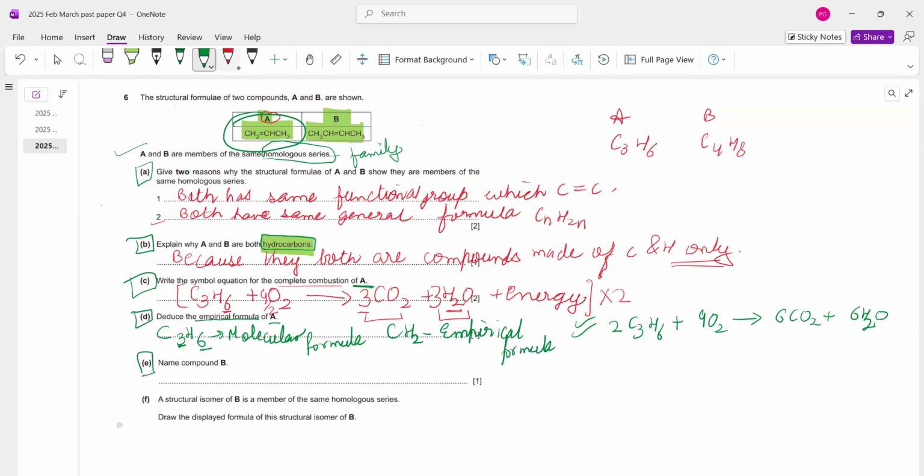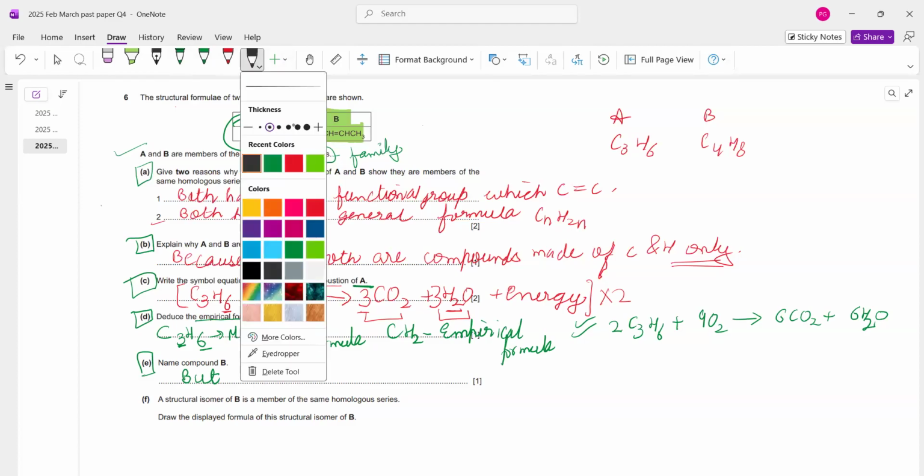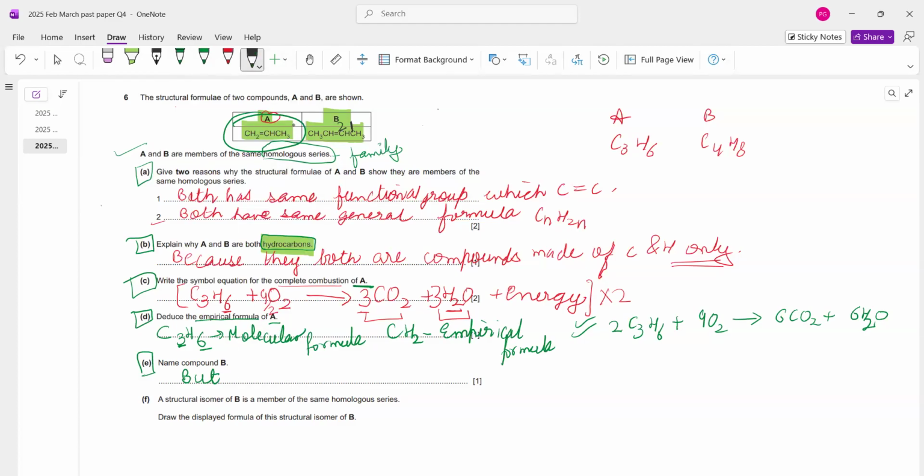The next part is asking to name the compound B. Now, compound B is an alkene. It has four carbons, so it's butene. But we will specify the location of the double bond. For that, we will start numbering this. So when we number the carbon atoms, it's carbon 1, this is carbon 2, this is carbon 3, this is carbon 4, and the double bond is coming between carbon 2 and carbon 3. So we'll be naming it like but-2-ene. It's very important that we write the location of the double bond. So if you write just butene, you will not get a mark. You should write the location of the double bond.